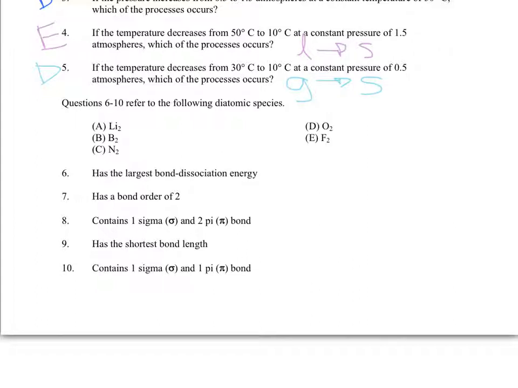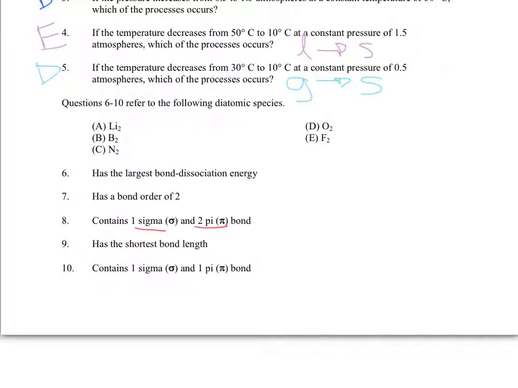Ooh, these are tough. I'm going to be honest with you. If you see anything with sigma or pi, I have no idea. Now, we do know one of these. Which one of these has the shortest bond length? Actually, I was... Oh, duh.